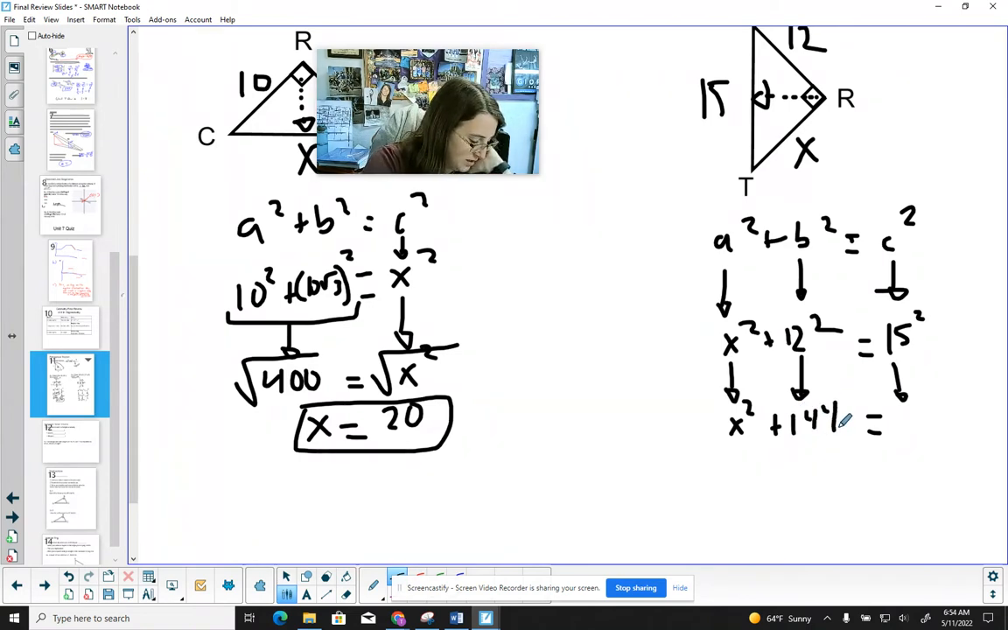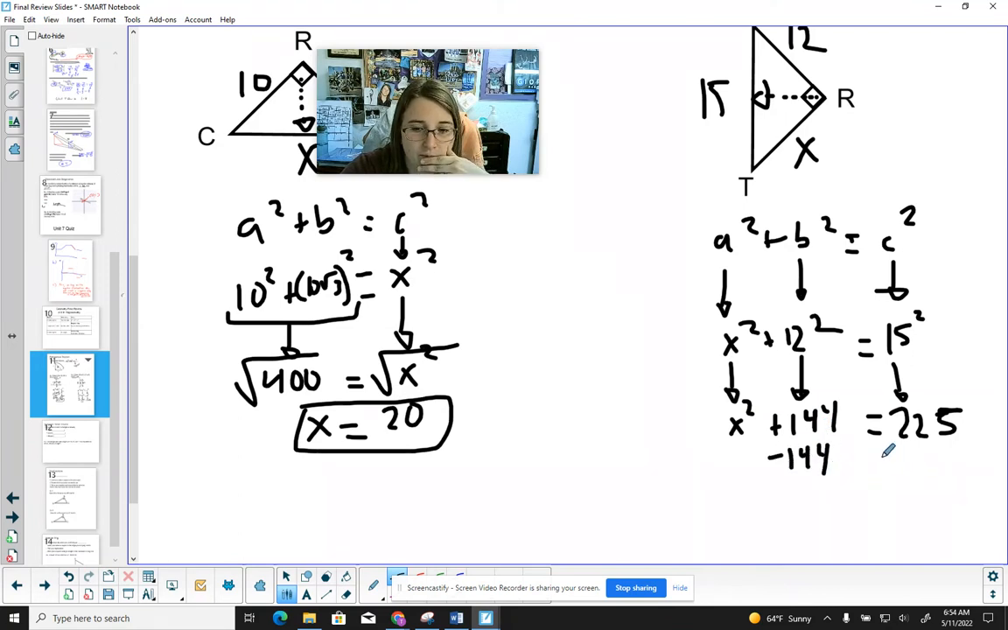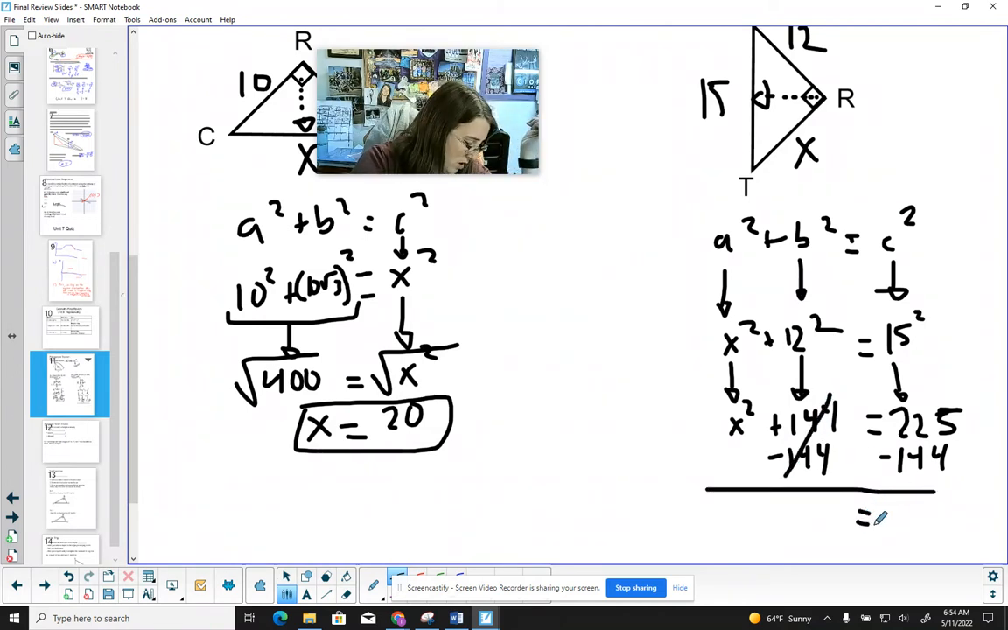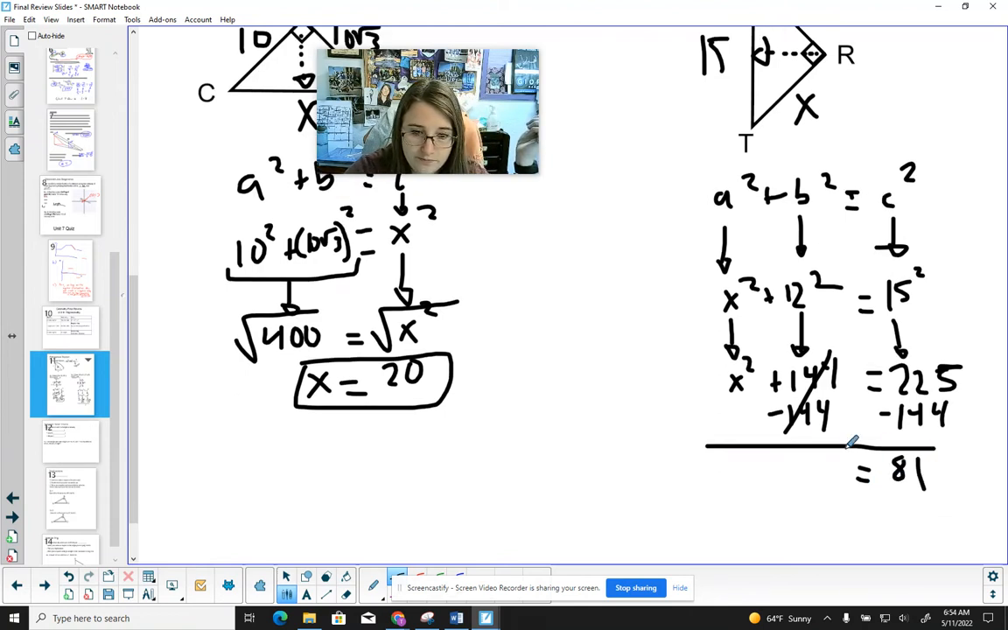15 squared, I should have checked. Is that 225? Yes, 15 squared is 225. So again, I'm not thinking about, well, okay, this is a special situation. This is just solving an equation. The next step you should do to get X by itself is you need to subtract the 144. I'm just moving everything away from X like we always do when we are solving an equation. Okay, and I get 81.